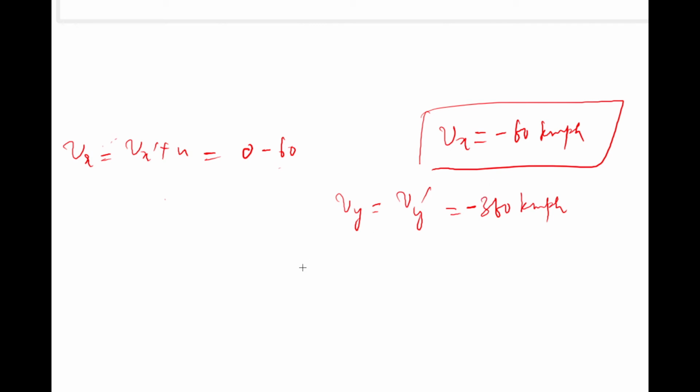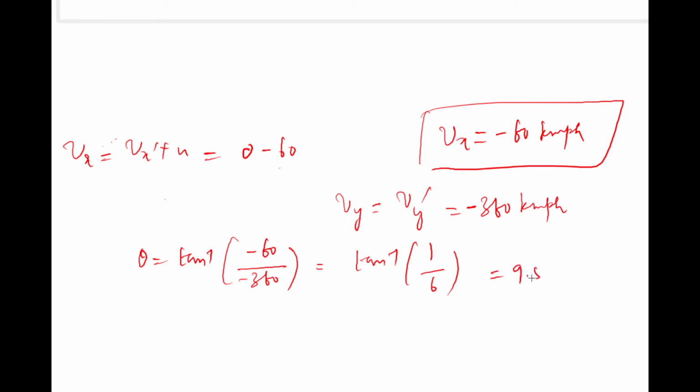Now relative to the ground, the airplane flies in a direction determined by an angle theta, which would be tan inverse of these two components, that is minus 60 and minus 360. That would be tan inverse 1 by 6. Right, I think theta is around 9.5 degrees.